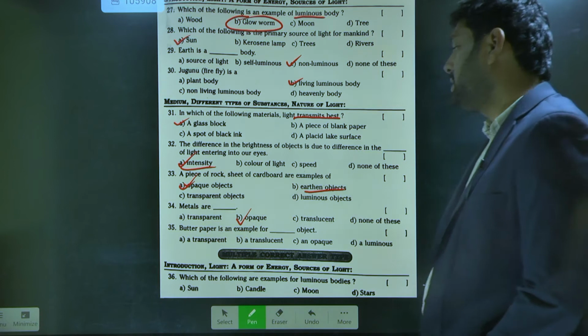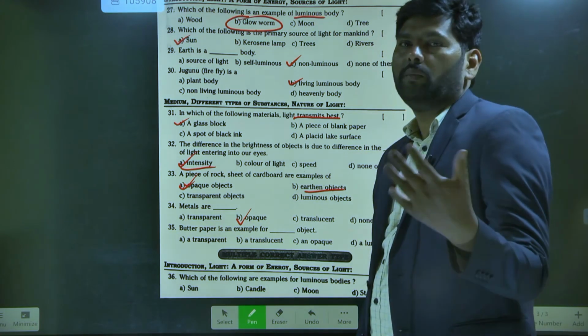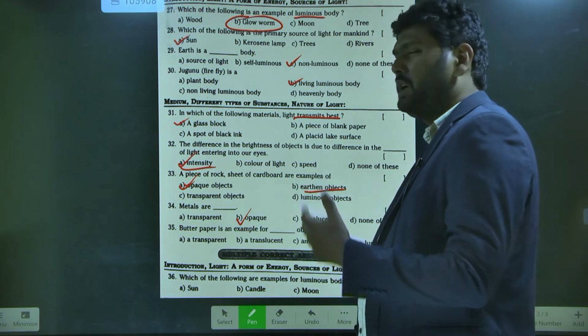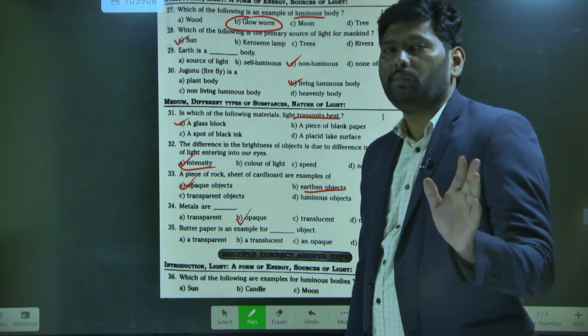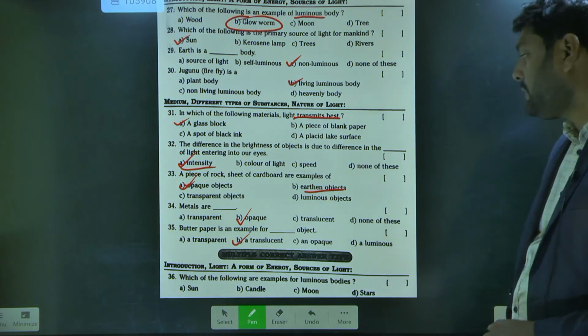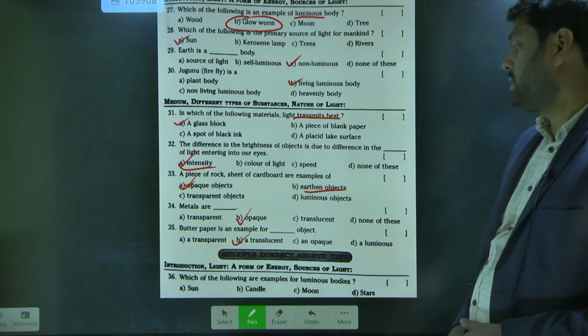Coming to the butter paper as an example. Very simple. It can't pass light 100%, it will only allow the light to pass through it partially, so our answer is translucent. Next, multi-correct answer type, this is question 36.